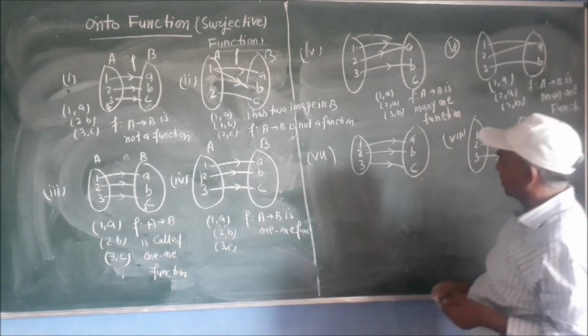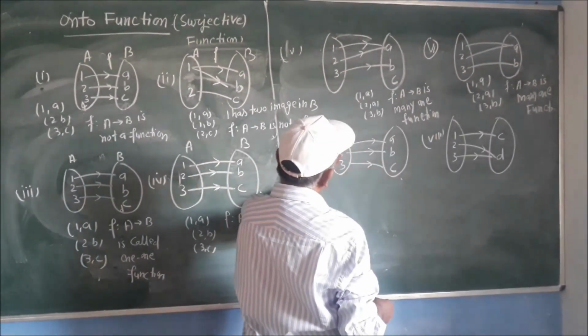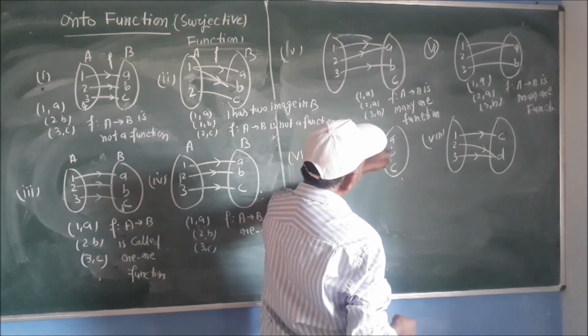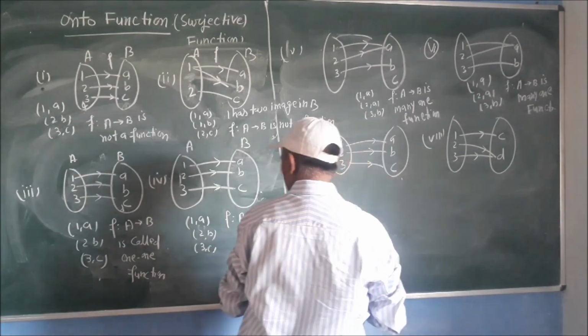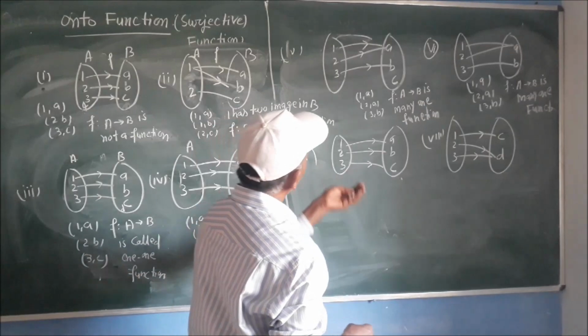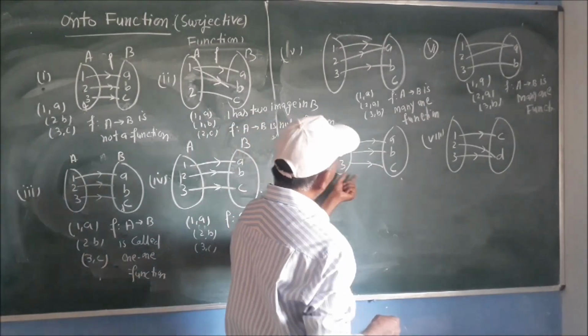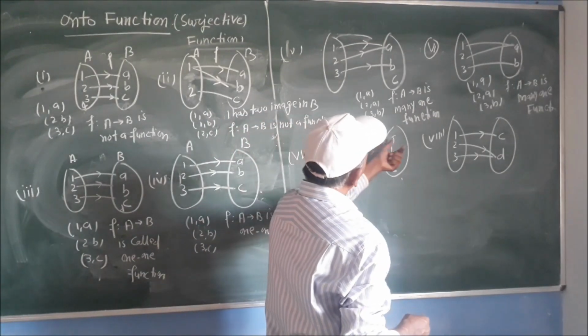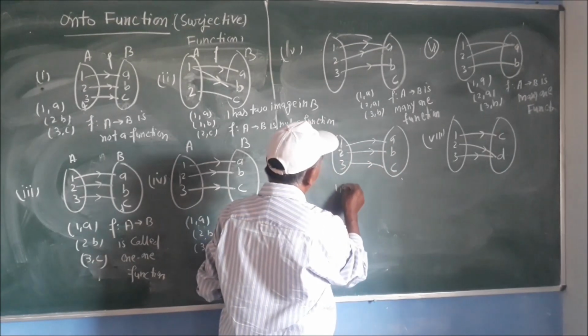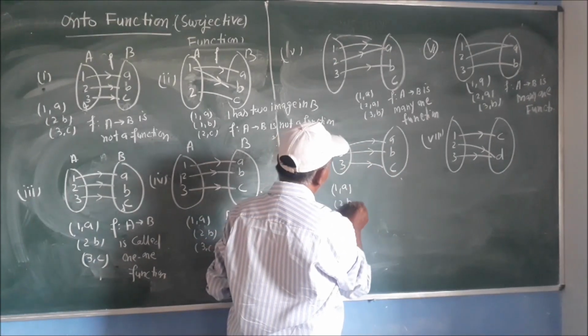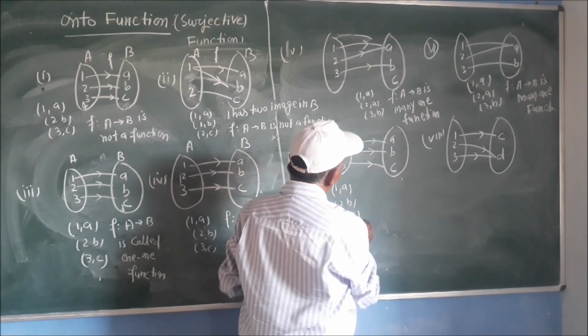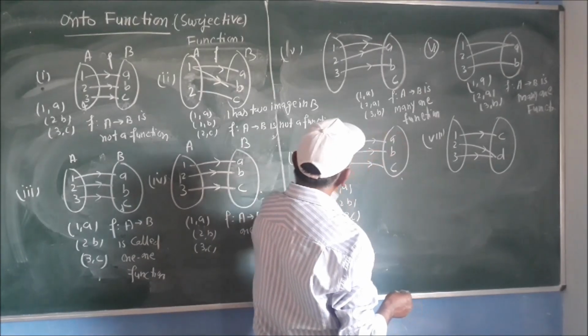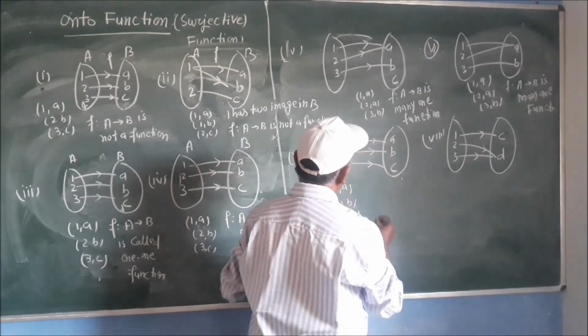And after the last example, see here: this is 1, 2, 3, here A, B, C. This is your 1-1 function, this is your many-one function. Here see, all elements of A have images: 1 has image A, 2 has image B, and 3 has image C. And all elements of B also have a pre-image in A.